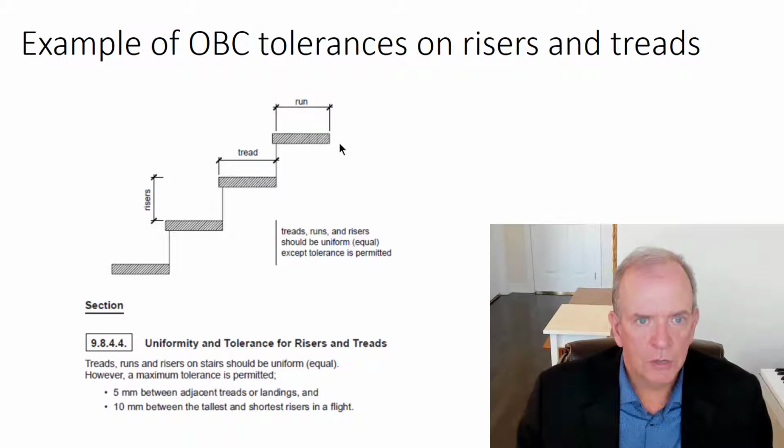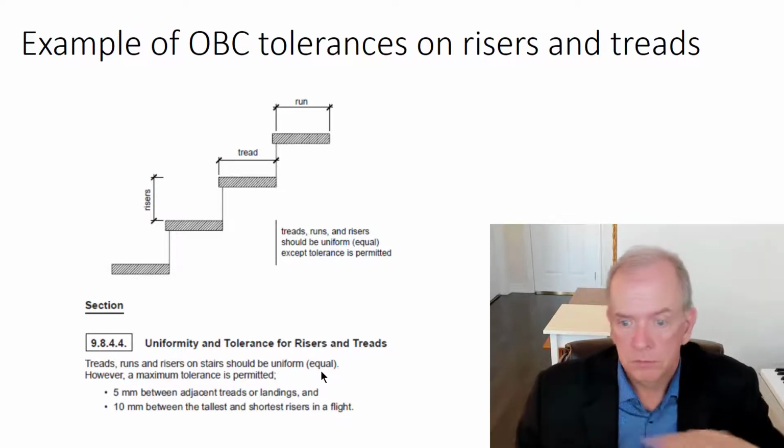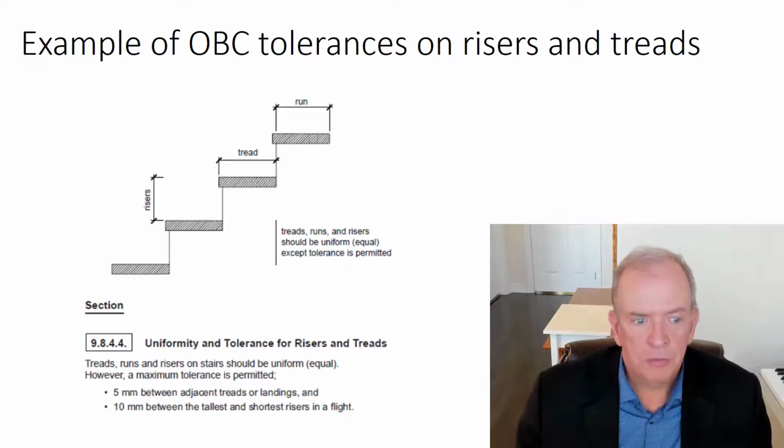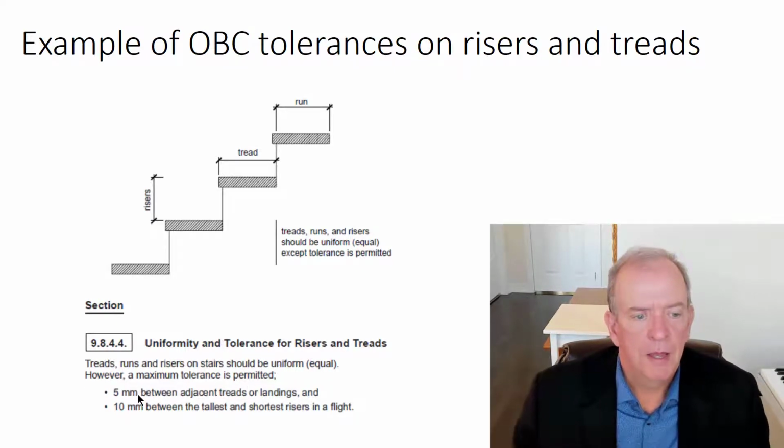Even the building code, look at this. This is from the Ontario Building Code. I took this out. Uniformity and tolerance for risers and treads. Tread runs and risers on stairs should be uniform, equal. Well, what does that mean? Equal. Like perfect? Nothing is perfect, as I said. However, a maximum tolerance is permitted. 5 millimeters between adjacent treads or landing. That's pretty good. That's 1/4 of an inch almost.